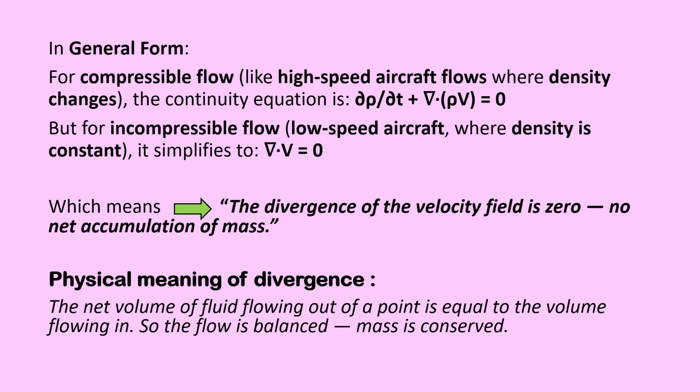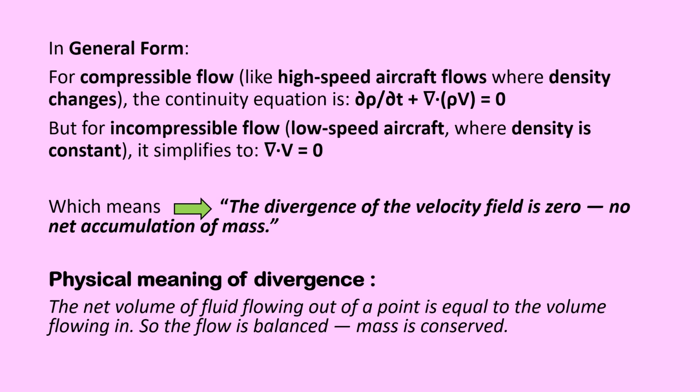In general form, for compressible flows like those in high-speed aircraft where density changes, the continuity equation is ∂ρ/∂t plus ∇·(ρv) equals 0. For incompressible flows such as low-speed aircraft where density remains constant, it simplifies to ∇·v equals 0, which means the divergence of the velocity field is 0, no net accumulation of mass.